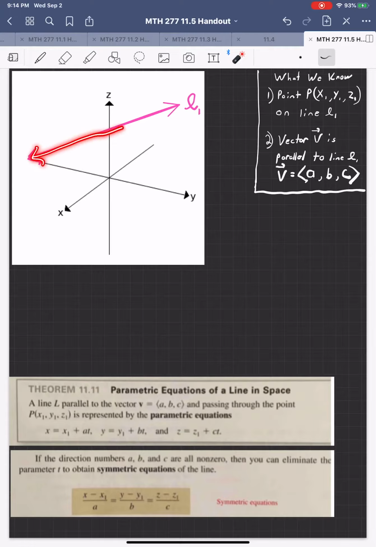Again, we want the equation of this line in space. Let's think back to the things that are required. We definitely need at least 1 point on that line. I'm going to say that we have this point right here. This is point P. I don't know what point that is, but we're just going to label it x sub 1, y sub 1, z sub 1.